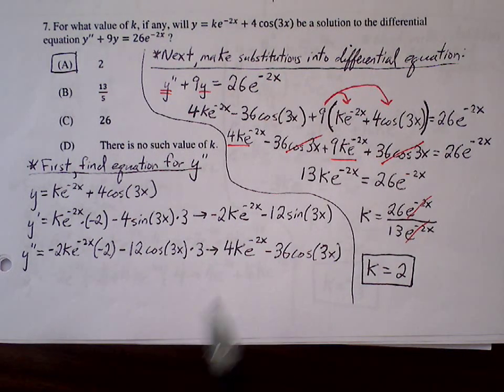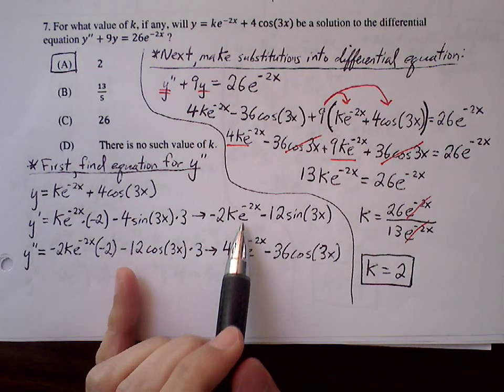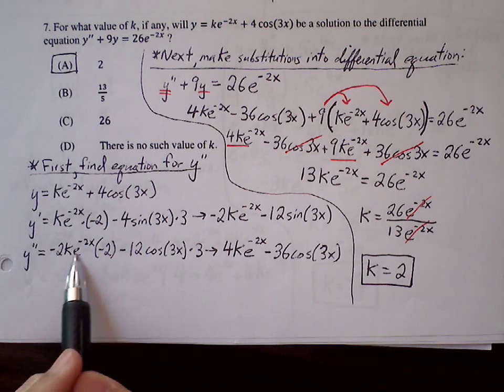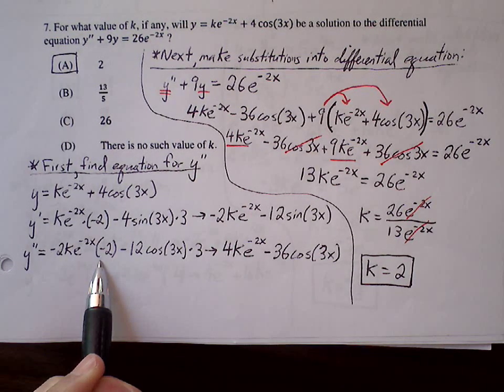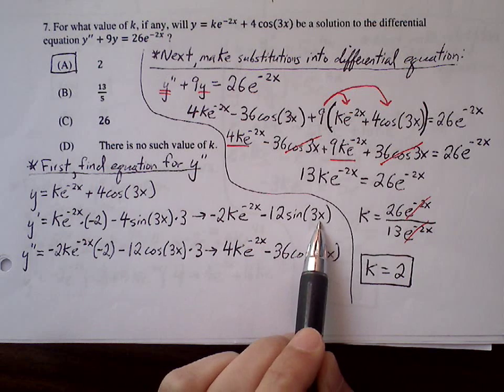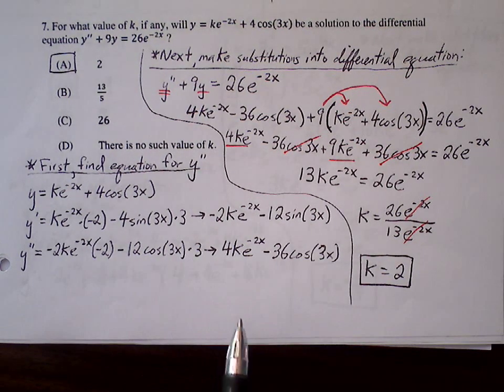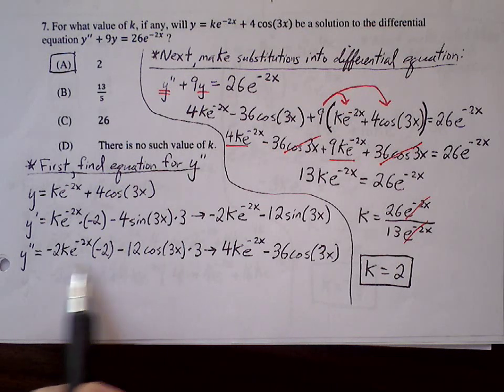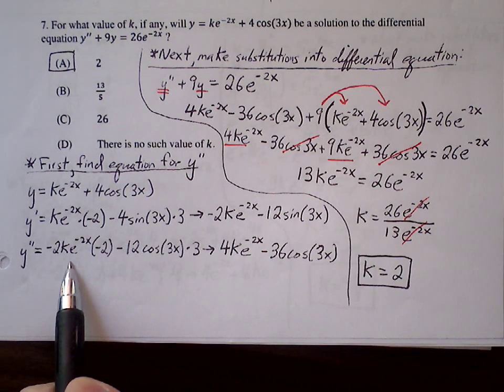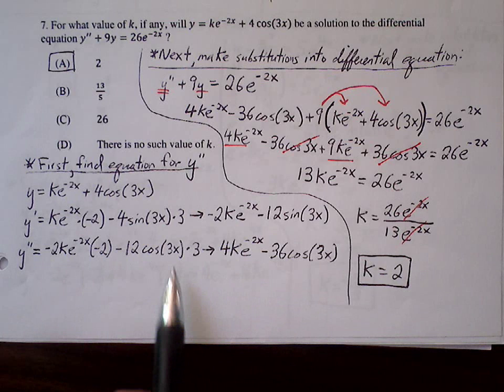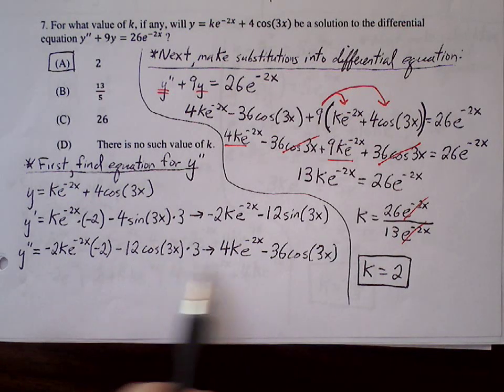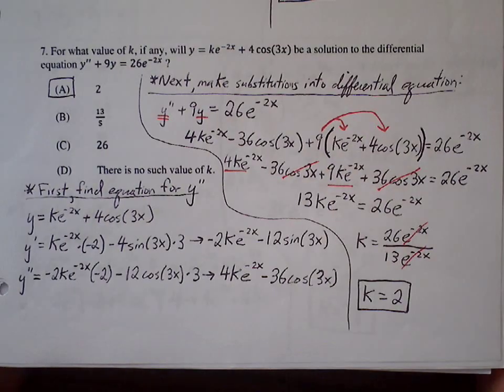Repeat the process to work our way down to y double prime. E to the u becomes e to the u times u prime. And then sine of u becomes negative cosine of u times u prime. Multiply the coefficients together. We get negative 2 times negative 2 is positive 4. Multiply the 3 and negative 12, we get negative 36.